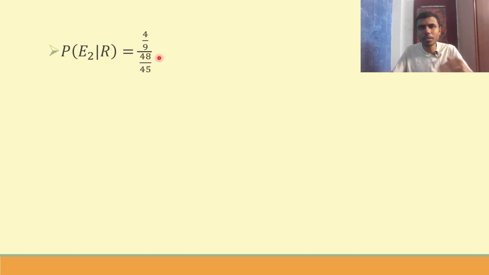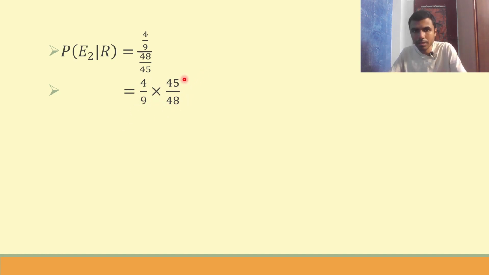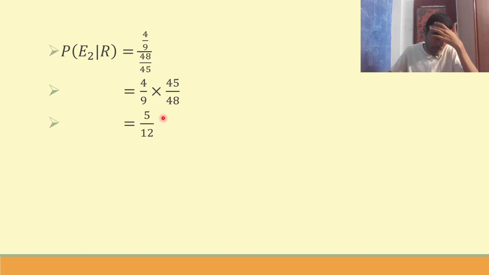Now A by B whole divided by C by D would give me A by B into D by C. So, when this comes to the top, this will become 4 by 9 into 45 by 48. So 4 1s are 4, 12s are, and 3 3s are 3, 15s are. So like that, if you simplify, ultimately you'll end up getting 5 by 12. Don't strike like this in exam, okay?